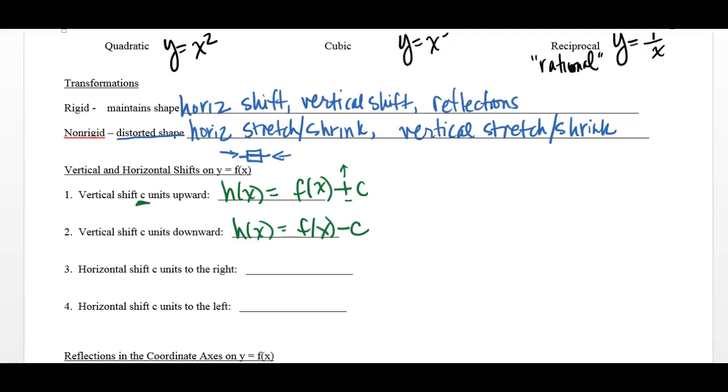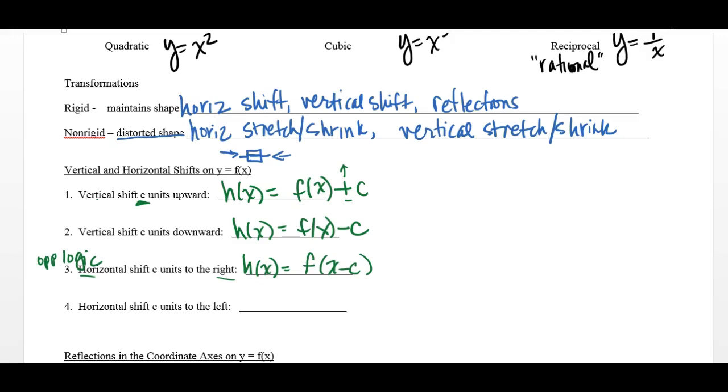Now, notice if it's vertical, that plus c and minus c is outside the original function. If it's horizontal, c units to the right, now this is always going to go, if it's horizontal, it goes opposite logic. Okay, and so what I mean by that is this. Look, h of x equals. Now, if it's going to the right, you would think it's being positive, but it's really negative. So it would look like this, f of x minus c. And notice that the minus c is in the parentheses with the x. That's what makes it horizontal, okay? Outside the parentheses is vertical, inside is horizontal.